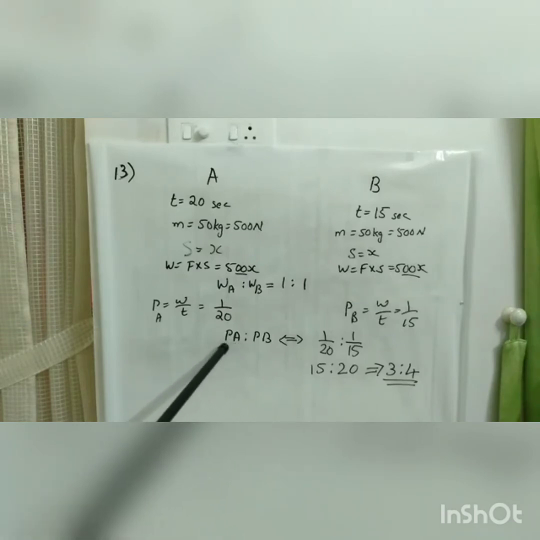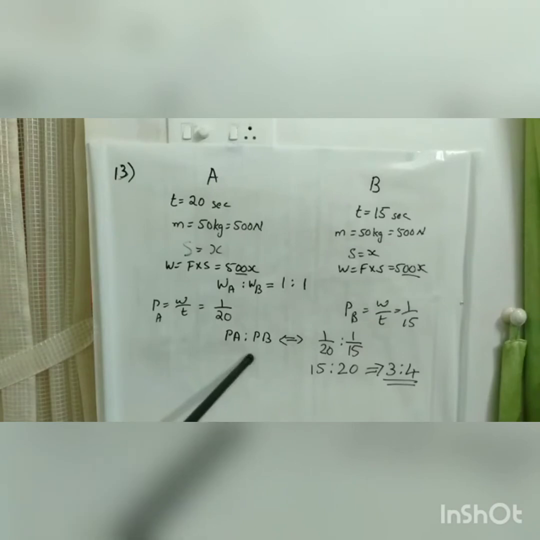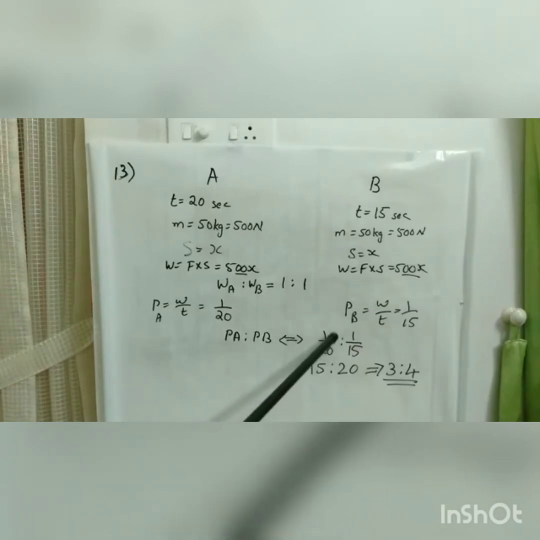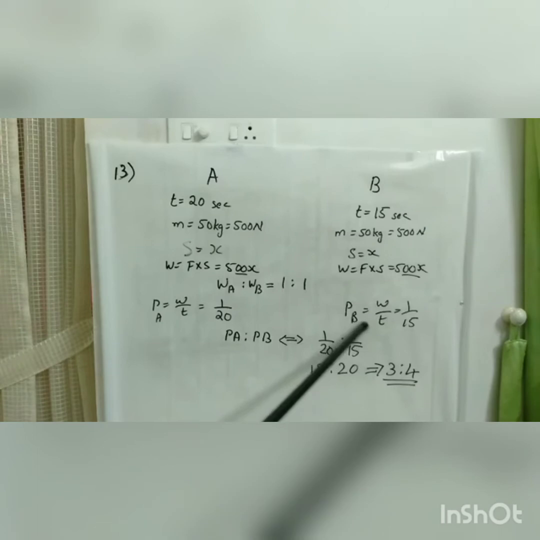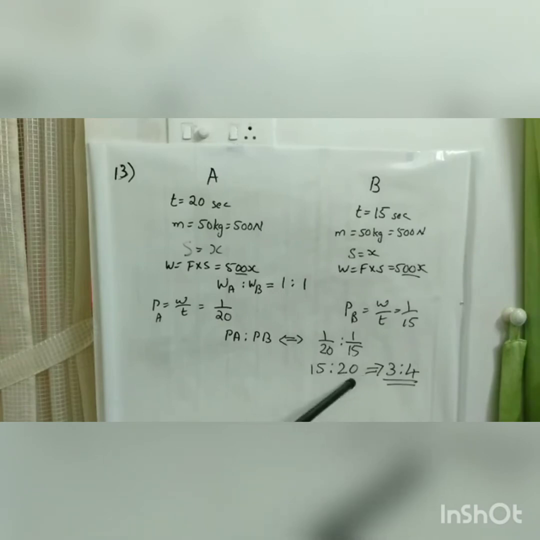P of A, the power developed by A, is to the power developed by B: 1 by 20 is to 1 by 15. Now either you can write like this, but I think you will not get the answer when you write in a fraction. So you just cross multiply, 15 into 1, 20 into 1. So you will get the ratio 15 is to 20. When we cancel, we will get 3 is to 4.